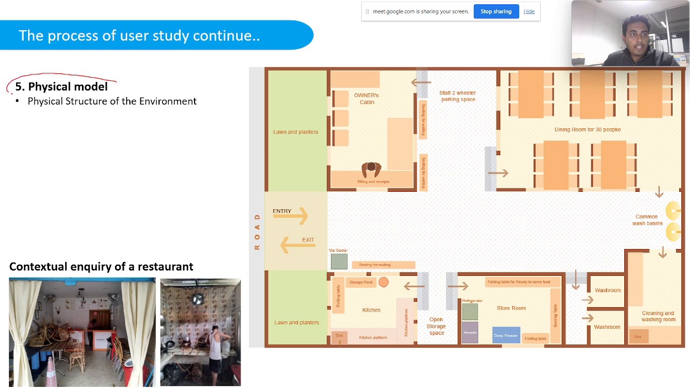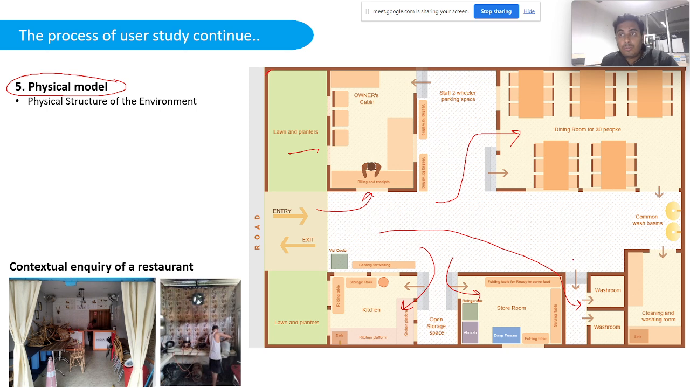And the final model is the physical model. This is defined by making a physical representation of the space. So this represents how the restaurant is: this is the lawn area, where is the location for the owner, where the people sit, where is the kitchen, where is the storeroom. So in case a user has a problem accessing the washrooms, you can represent that context by using this physical model diagram.